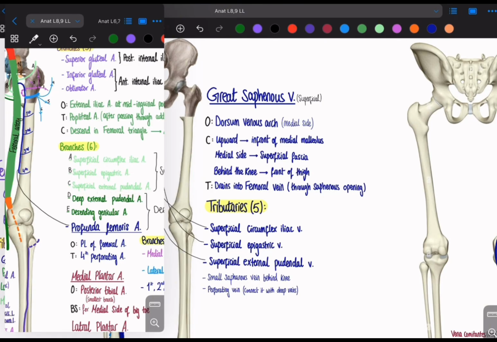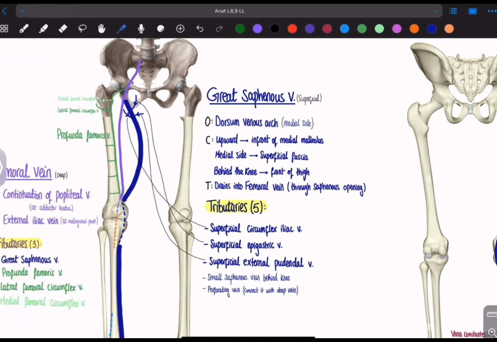So these internal pudendal, the same exact names, we just change artery to vein. So the veins that are gonna drain into the great saphenous vein are the superficial circumflex, superficial epigastric, and superficial external pudendal. Okay? In the arteries, where are they gonna come out from?